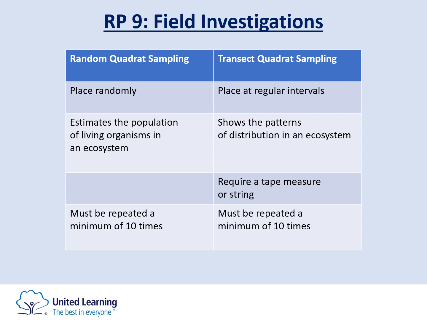The transect quadrat sampling requires the use of a tape measure or a string, and the random quadrat sampling does not. But you will see that in both cases of sampling, you must repeat this a minimum of 10 times. Again, that minimum of 10 times is really, really important if this were to come up on your exam question.